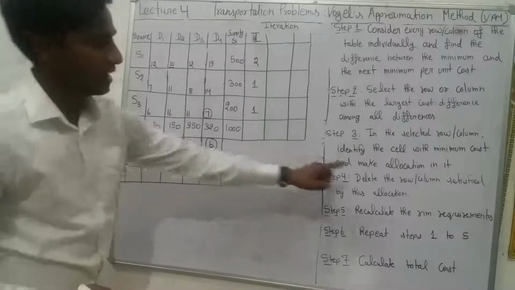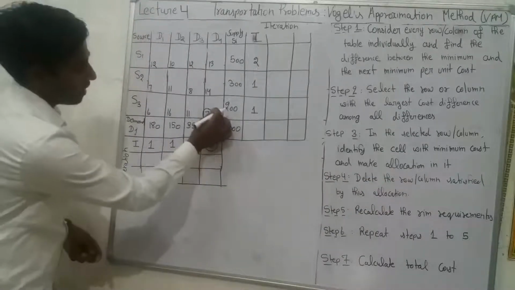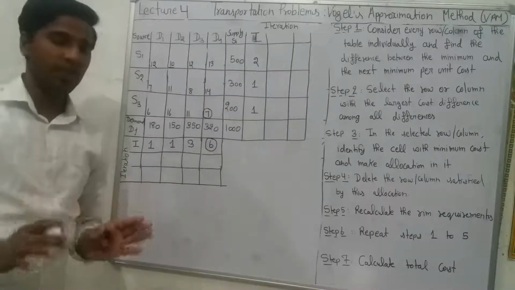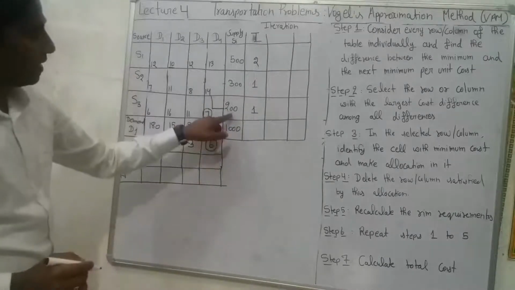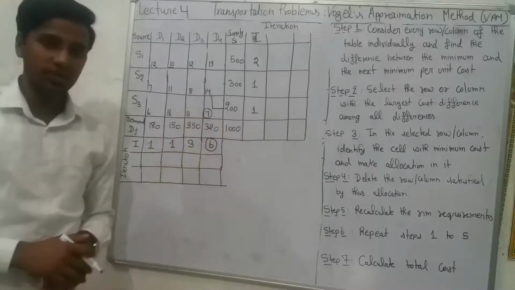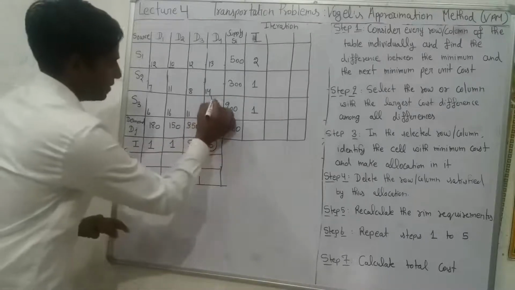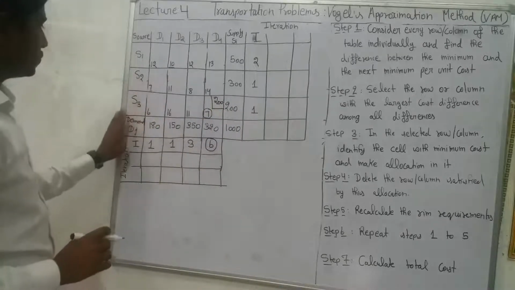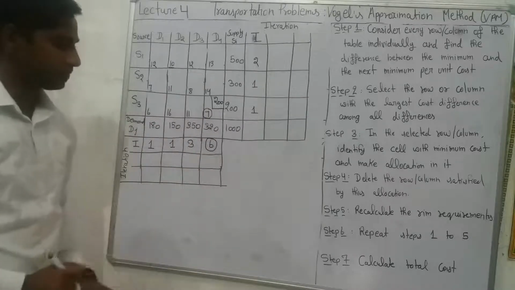Then after selecting the cell with minimum cost, make the allocation in it. We allocate in this cell by simply matching demand and supply requirements. For this cell, the supply is 200 units and the demand is 320 units. So we allocate the lower value, that is 200 units. So we have allocated 200 units to destination 4, which is supplied from source 3.